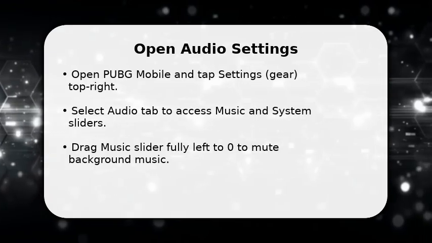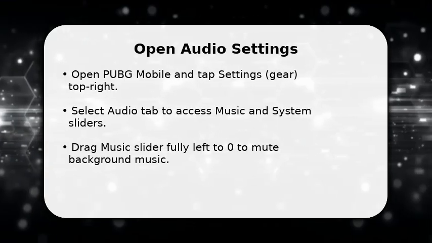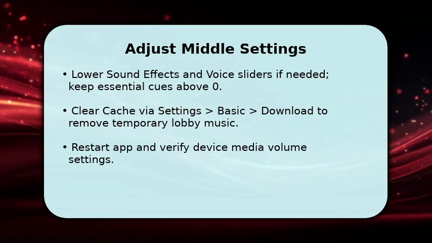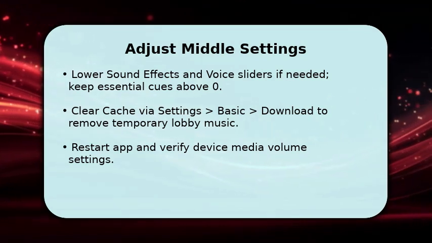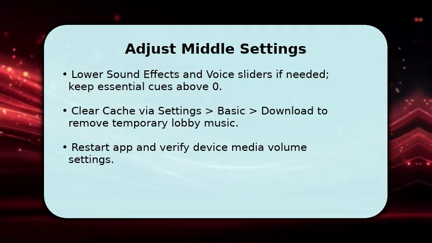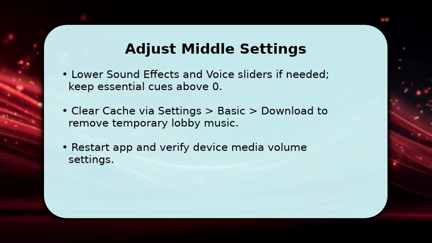Tap the music slider and drag it fully left to 0, then pause to confirm the change before proceeding to the next steps. Now remove remaining in-game music tracks and ambience. In the same audio tab, lower the sound effects and voice sliders if you want a quieter experience, but leave effects slightly above 0 if you need audio cues.